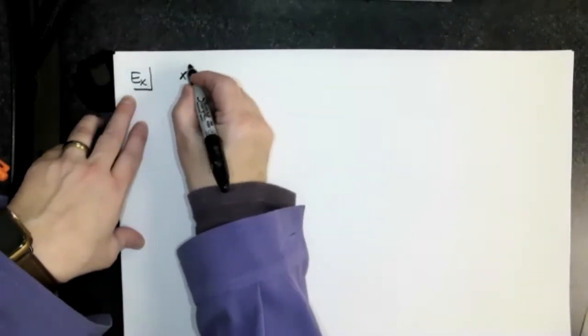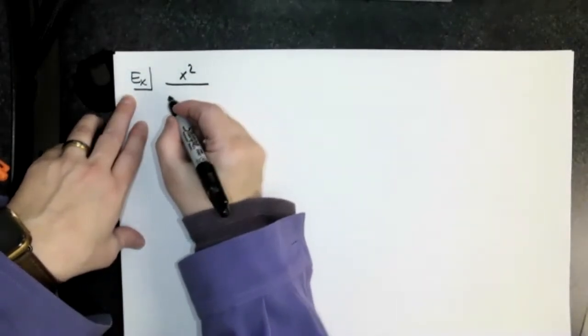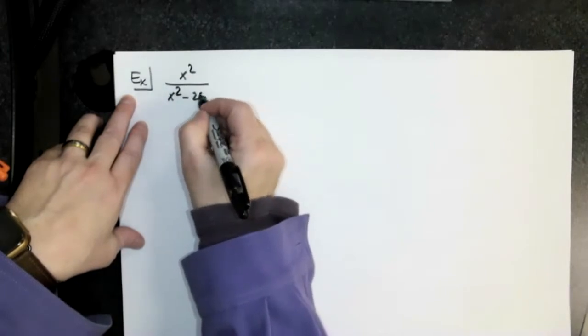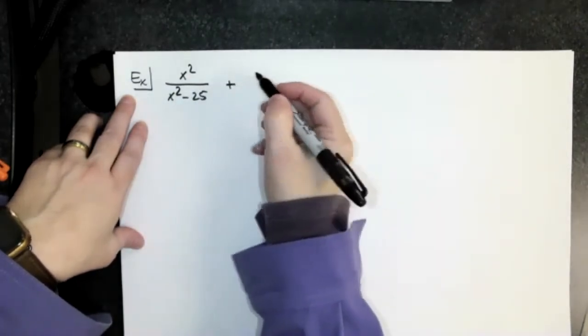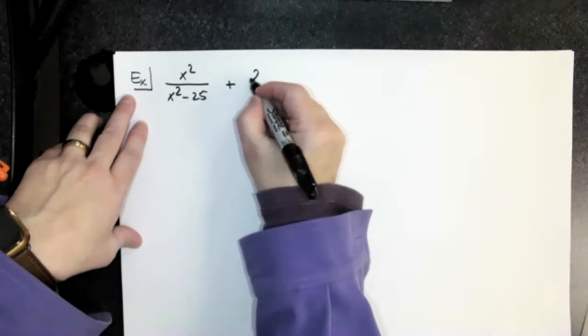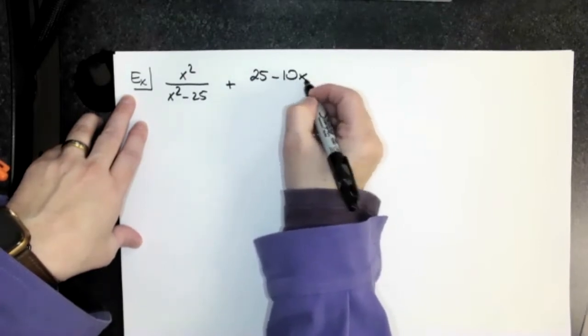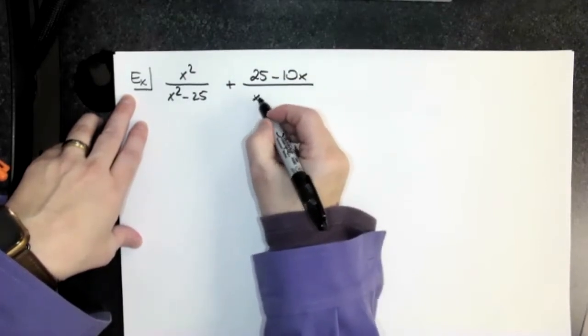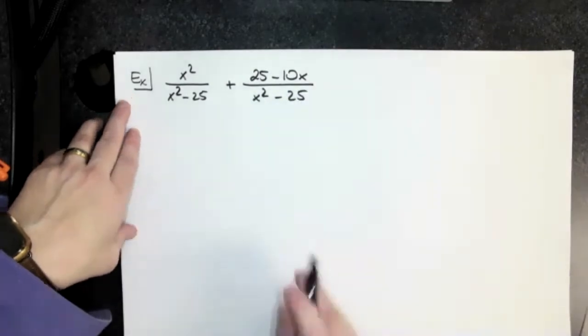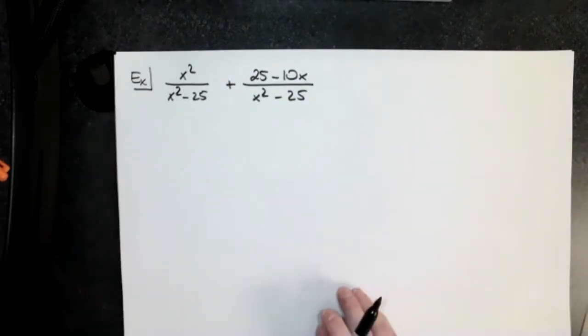Let's do like an x squared over x squared minus 25. Let's go ahead and add to that 25 minus 10x all over the x squared minus 25. All right, so I'm adding. I've got a common denominator, so I don't have to do any work or anything.